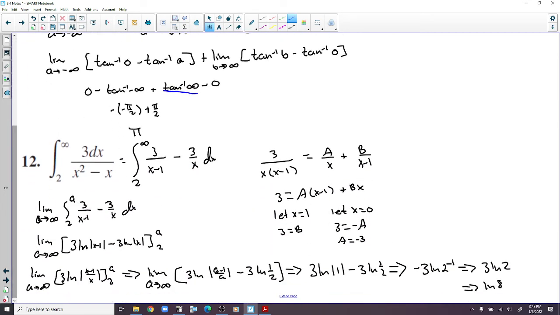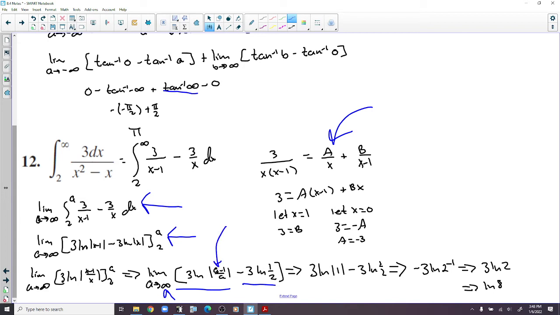Number 12 is partial fractions again. So here's the partial fraction work. There's where we get the partial fractions. We integrate, which is 3 natural log of x minus 1 minus 3 natural log of x. Plug in the a's, plug in the 2. Now this again is ending behavior of that rational function. The powers are the same.